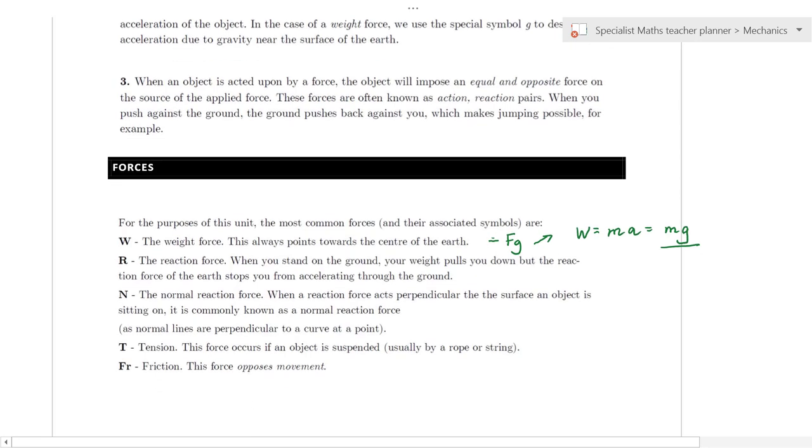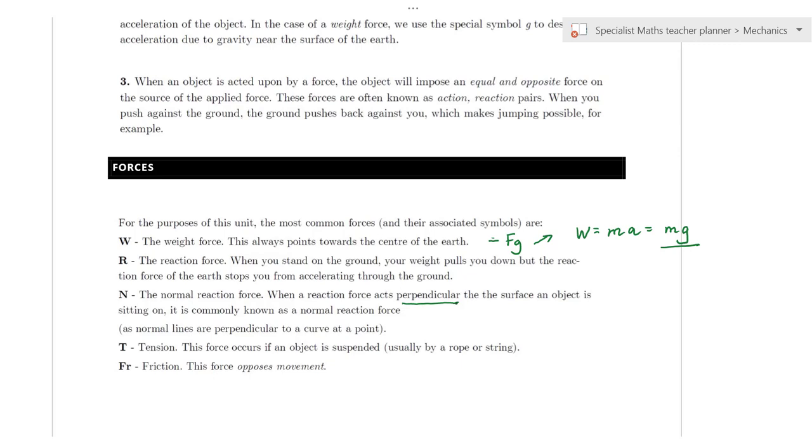Normal reaction force. Now, there's two things. When you stand on the ground, your weight pulls you down and there is a reaction force. When the reaction force is perpendicular to the surface, we can refer to that as the normal reaction force. So when we're looking at an inclined plane, to be honest, if you used N for both, that is perfectly fine. Now, tension, use T, but sometimes you have to use T1, T2, for example, if there's more than one string, rope, etc.